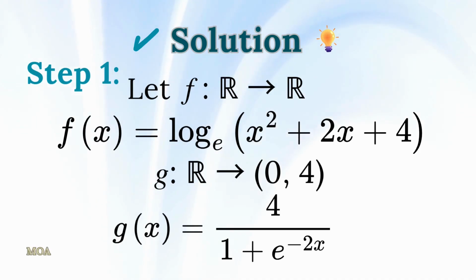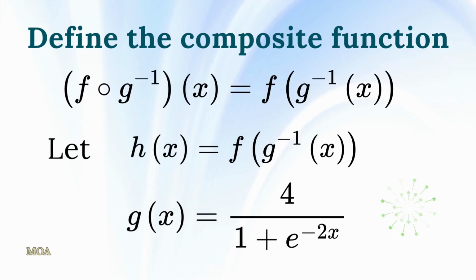In this first step, we are given two functions, f from R to R and g from R to the open interval 0 to 4, defined as follows. F of x equals log base e of the quantity x squared plus 2x plus 4, and g of x equals 4 divided by the quantity 1 plus e to the power minus 2x. We now define the composite function f composed with g inverse as a new function h, where h of x equals f of g inverse of x.